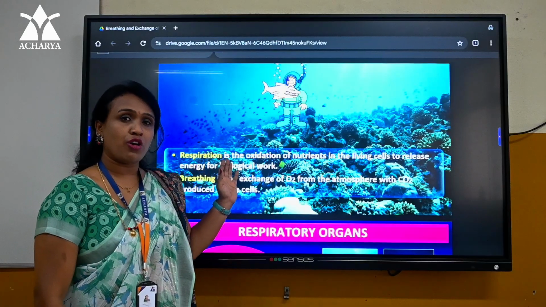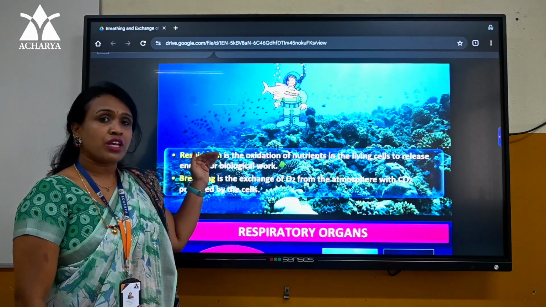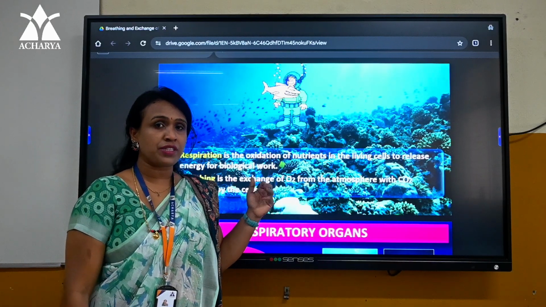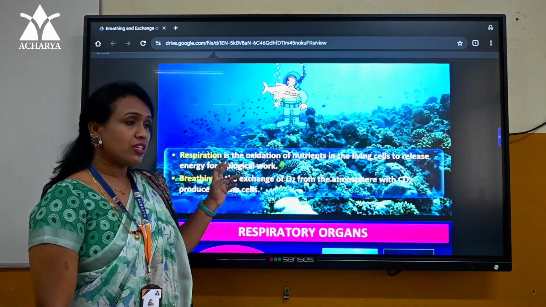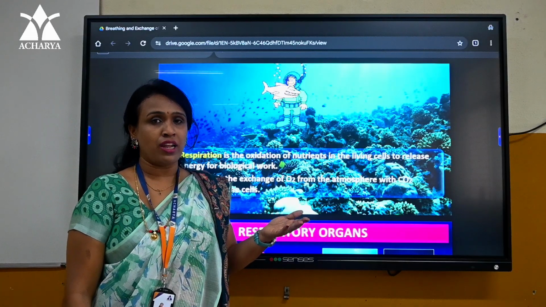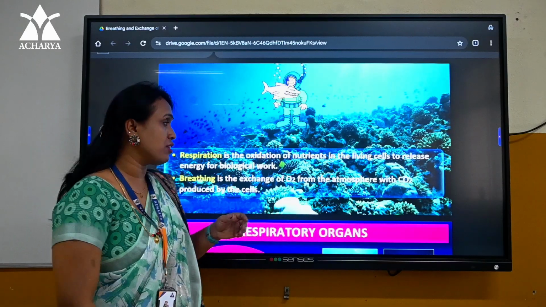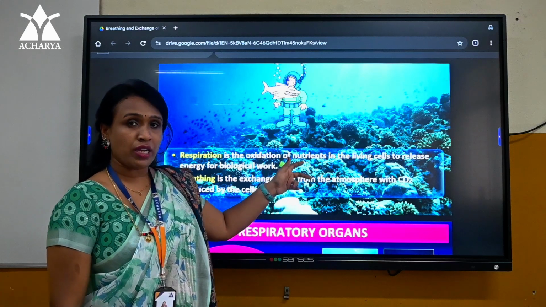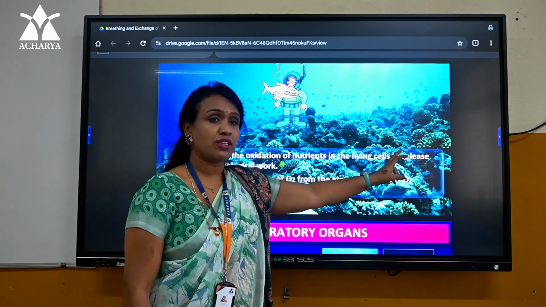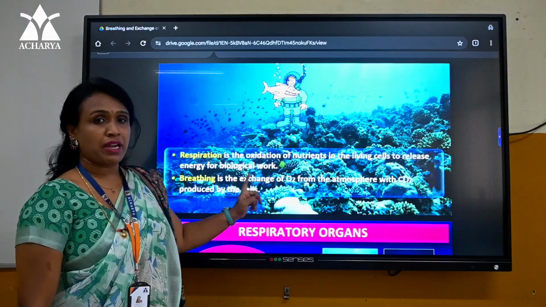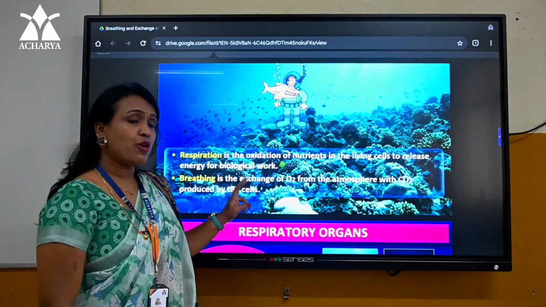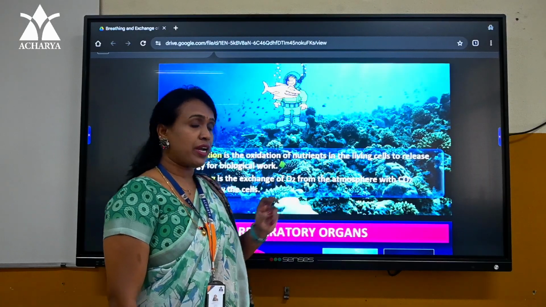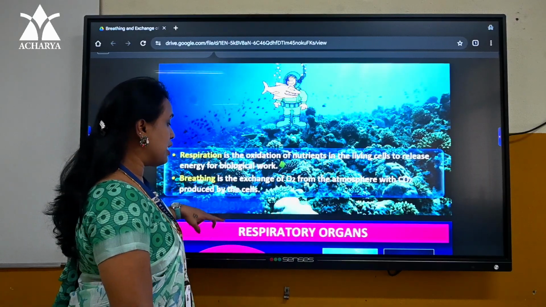Coming to the definition of respiration and breathing, respiration is more of a chemical reaction in the presence of several enzymes. So respiration is cellular respiration that we studied in the chapter respiration in plants. Respiration is the oxidation of nutrients such as glucose, amino acids and fats in the living cells to release energy for biological work. Breathing is more of a physical process where the exchange of oxygen from the atmosphere with carbon dioxide produced by the cells takes place.